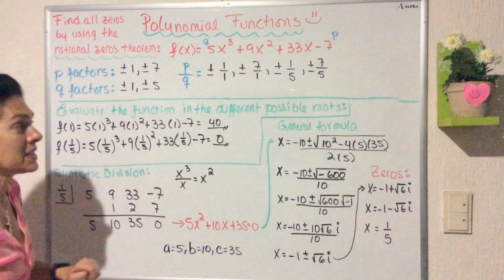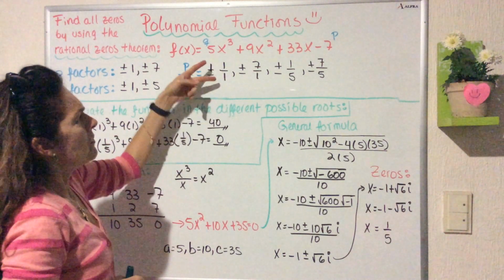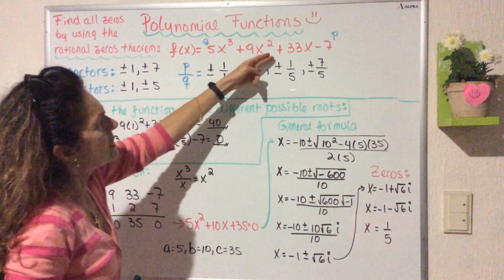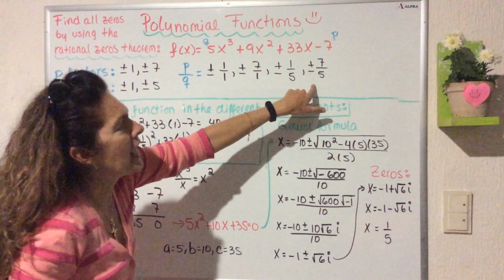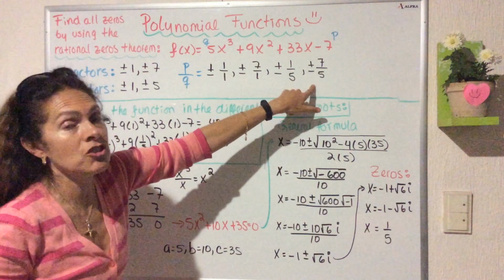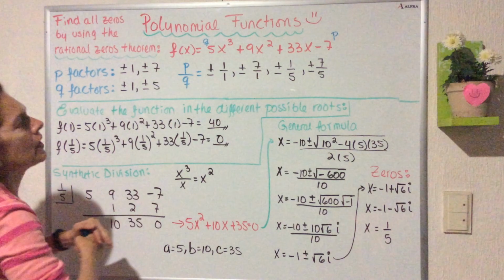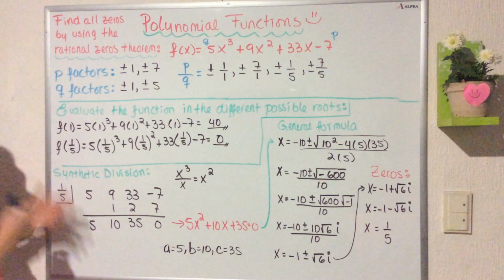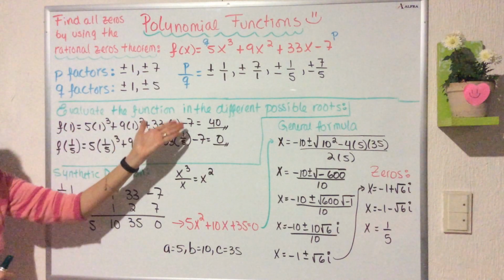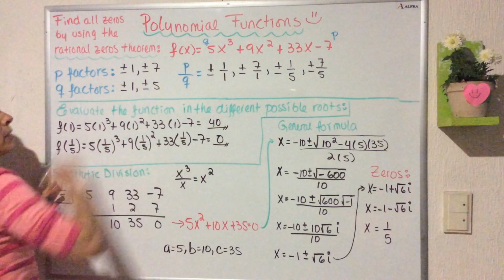As you can see, here we have 1, 2, 3, 4, 5, 6, 7, and 8 possible rational roots, because we have the positive and the negative possibility. Now, again, we are going to evaluate the function at the different possible roots. We are going to start again with positive 1.